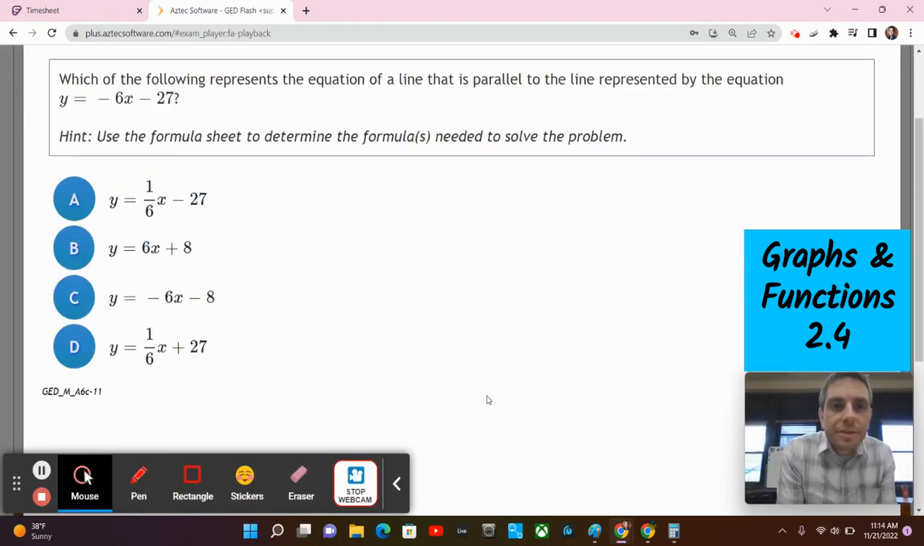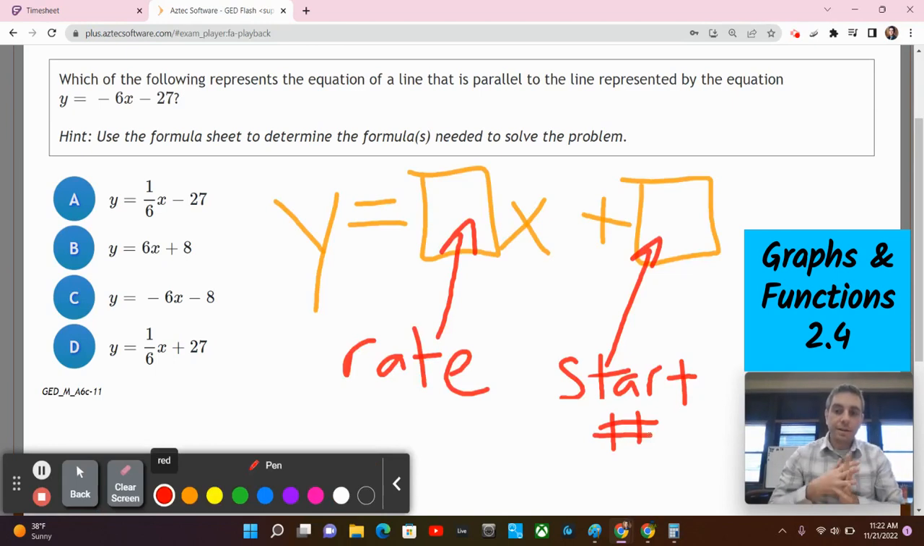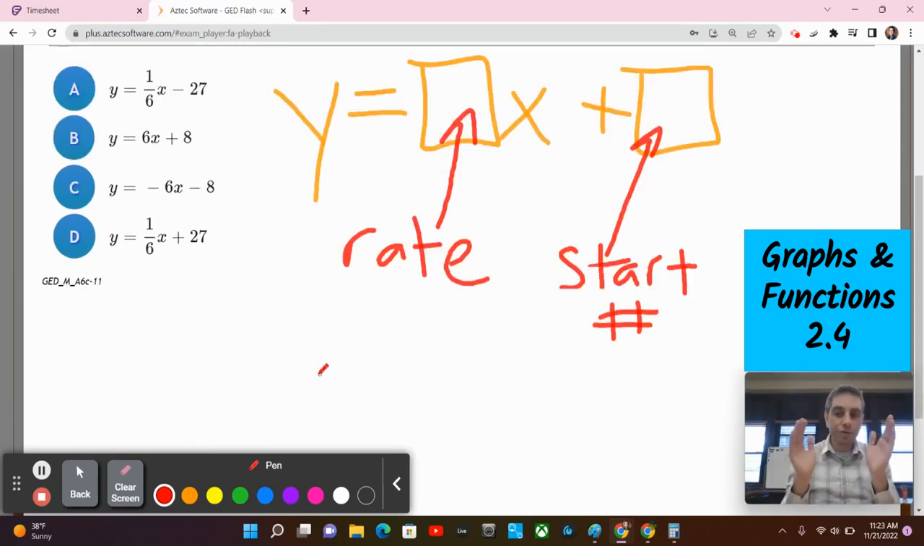Which of the following represents the equation of a line that is parallel to the line represented by the equation y equals negative 6 times x minus 27? What you see now in front of you is commonly referred to as the slope-intercept form of an equation. It's a helpful structure to keep in mind, especially for these types of questions where you have a y and an x that are related to each other somehow, and that algebra equation demonstrates how to get from one of those values to the other one.